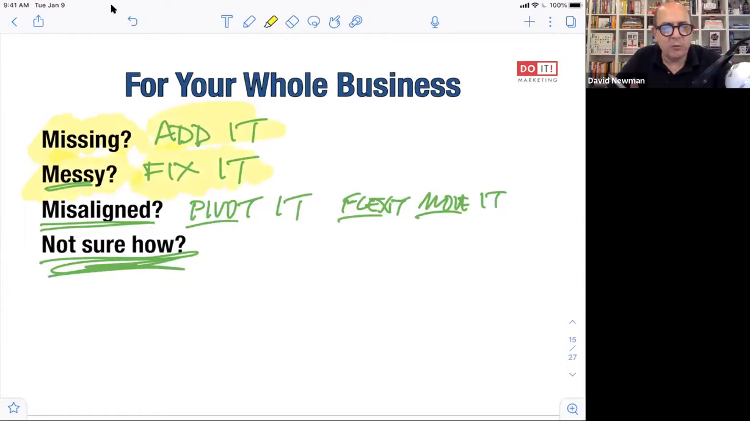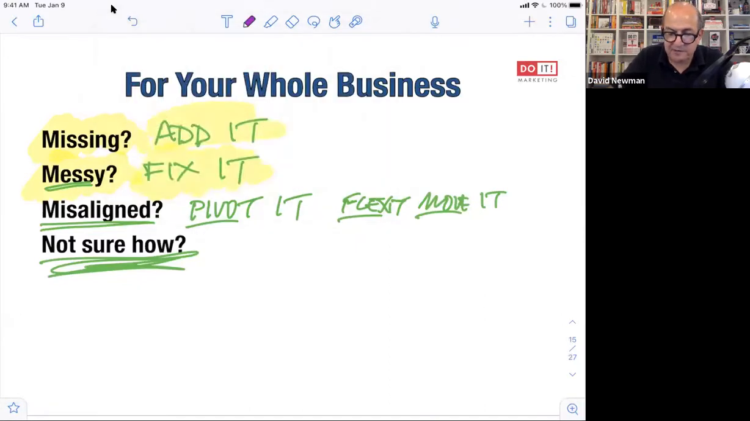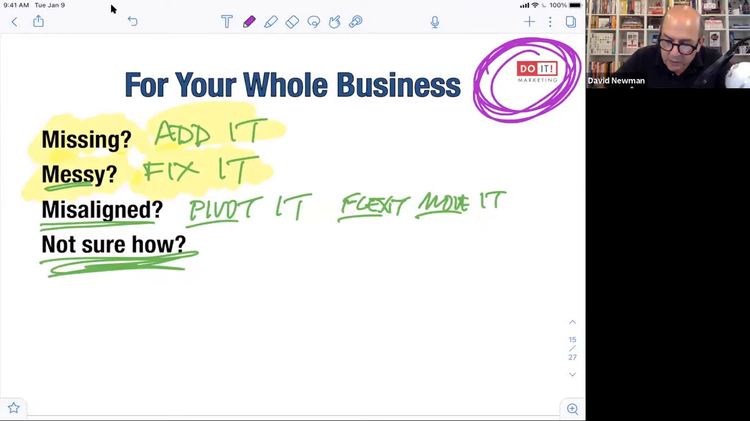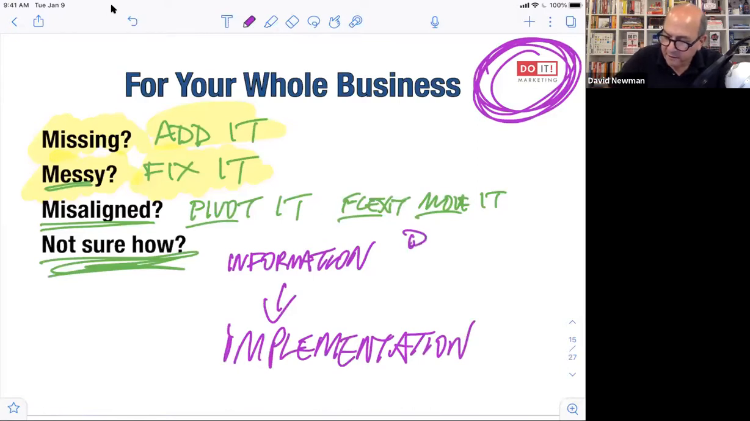So what our 3 days together is going to be, this is another question that I get a lot that kind of makes me nuts, because the name of my company, by the way, is Do It Marketing. So people go, will this just be more information? No, this will not be just more information. This will be implementation.